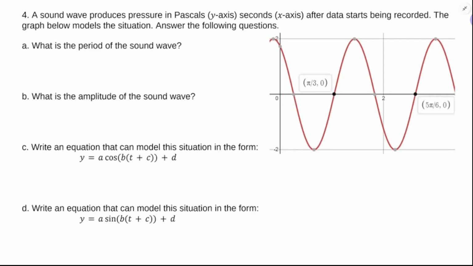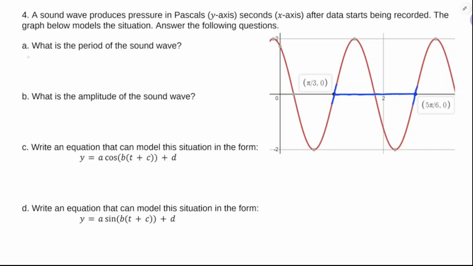If we've got a graph, we can figure out anything they're going to ask us about it. So what's the period? Easily, right? We need to look at the two labeled spots, I think we're going to have to use that. Both of these are places where the graph is coming up, like we would think of the beginning of a y equals sine x graph. And so that distance there is the distance from pi over 3 to 5 pi over 6.